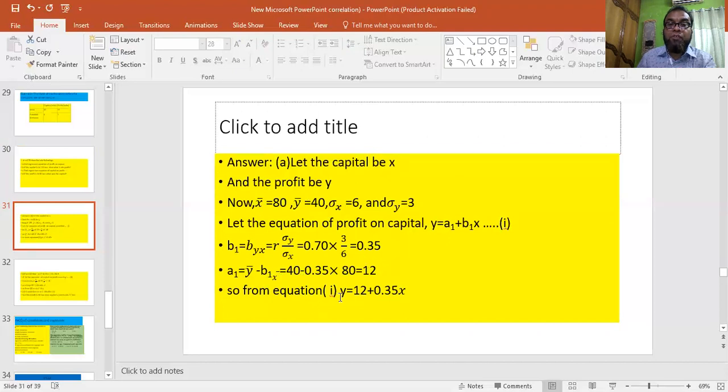Now you put the value of a1 and b1 in equation 1. a1 is 12 and b1 is 0.35. So by this, we get the regression equation of profit on capital, that is of Y on X: Y equal to 12 plus 0.35X. Here Y is the dependent variable and X is the independent variable.